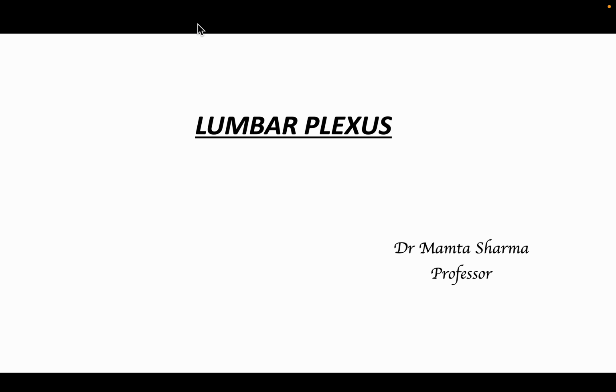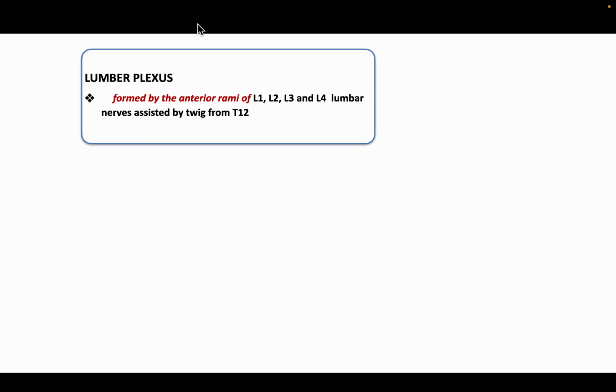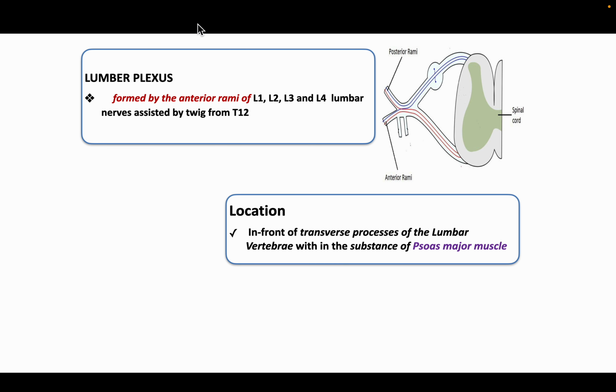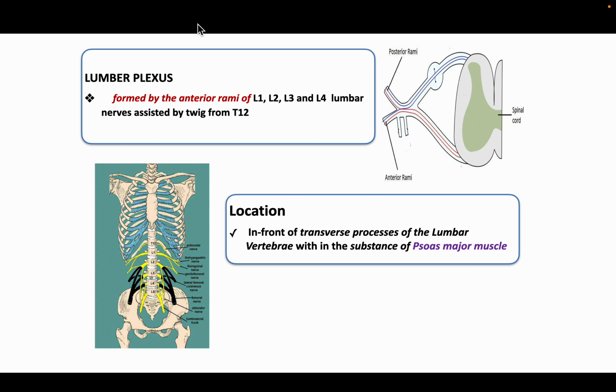We'll discuss the lumbar plexus. So this is one of the contents of the posterior abdominal wall. Now lumbar plexus is formed by anterior rami of L1, L2, L3 and L4 lumbar nerves assisted by a twig from T12. So the location of this plexus is in front of the transverse processes of the lumbar vertebrae within the substance of psoas major muscle.